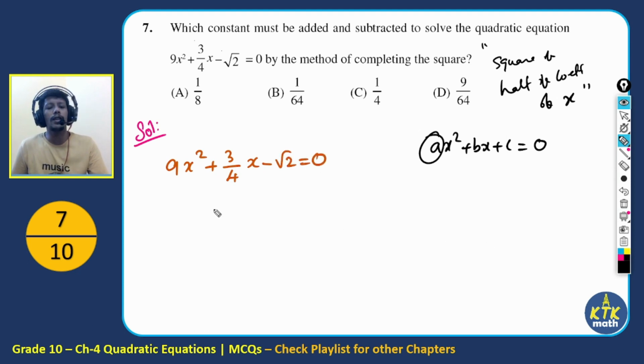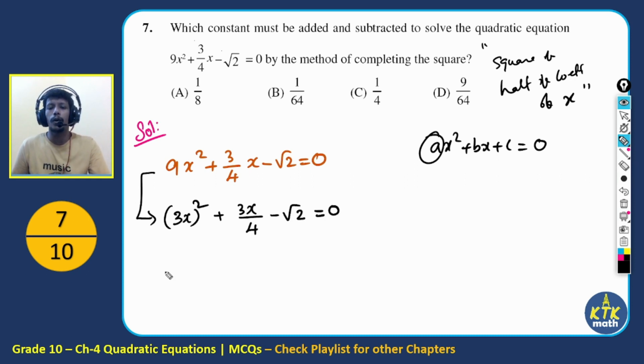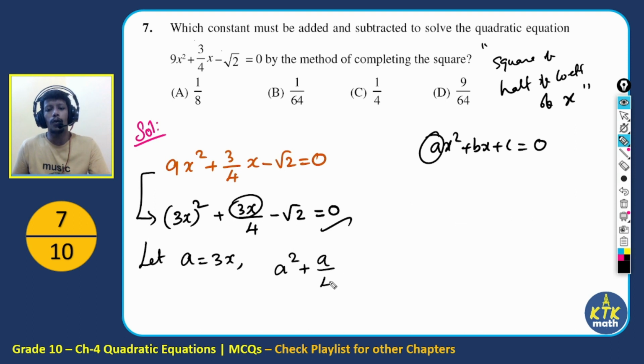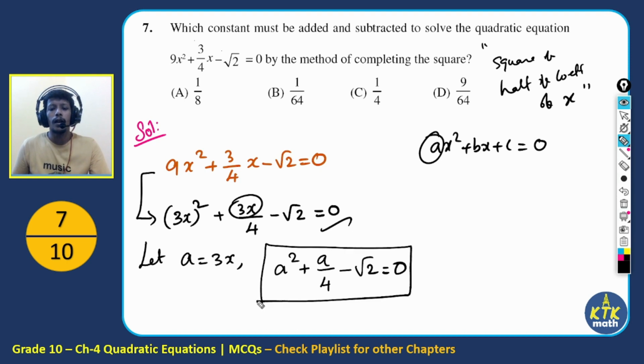Now, it's a small change I am going to do. Shall I write this 9x square as 3x the whole square? That is 9x square, I am rewriting in terms of 3x the whole square. And then this one also you can write as 3x over 4, and then minus root 2, let it be 0. Now what I am going to do is let a equal to 3x. Now what will happen to this equation? This equation will become a square plus, this 3x also I can write as a, over 4 minus root 2 equal to 0. Now this is the wanted quadratic form. This is the expected quadratic form.